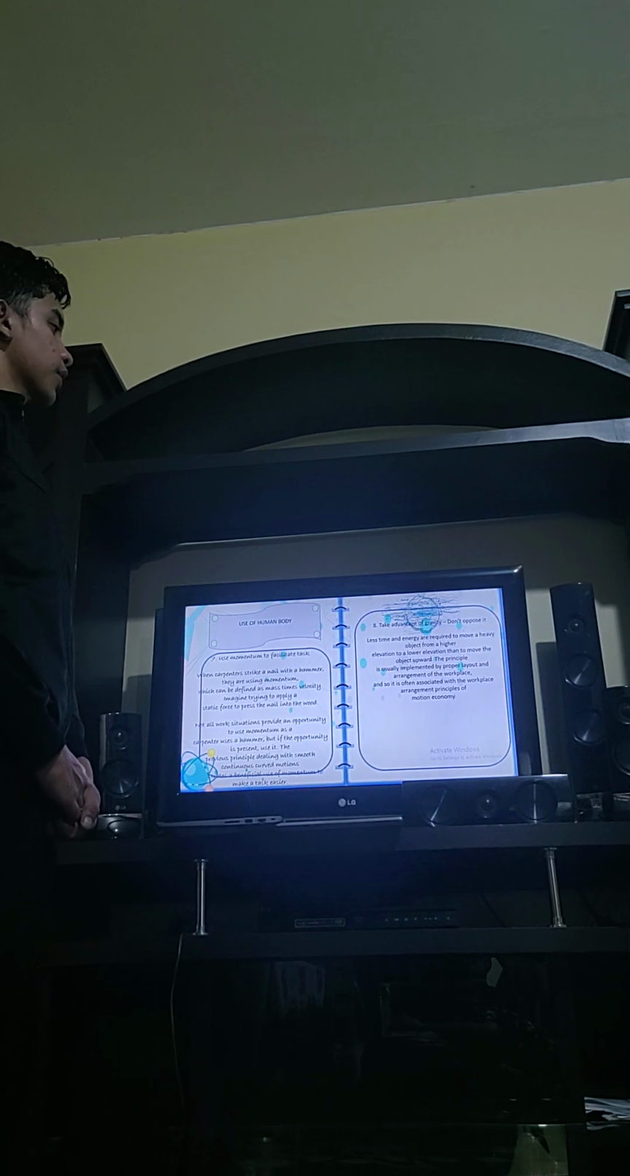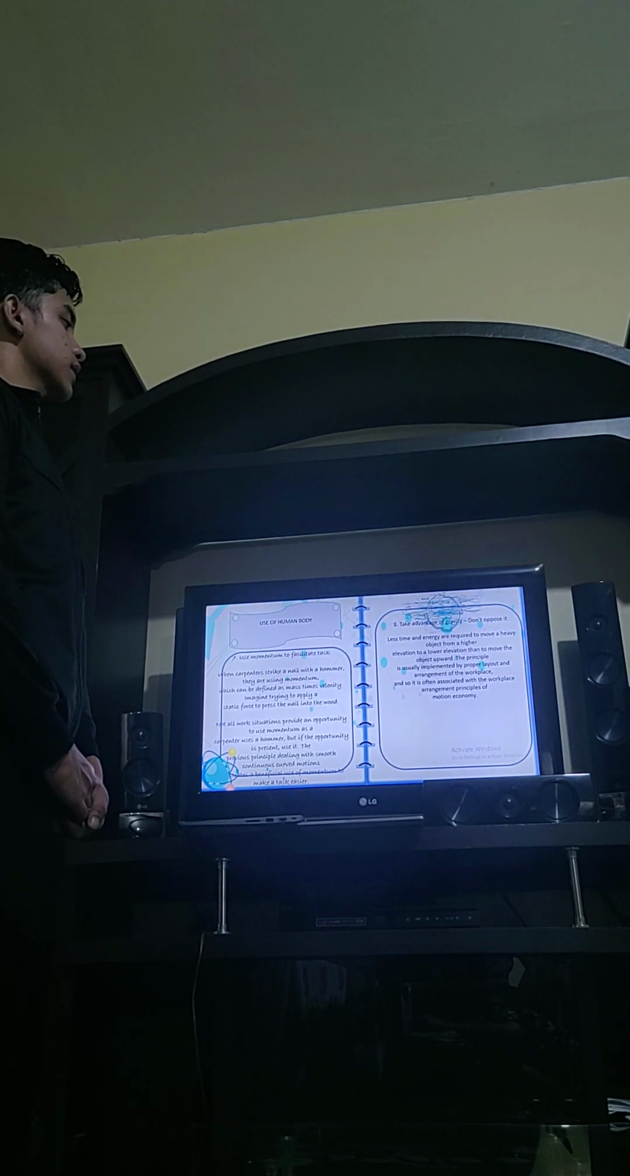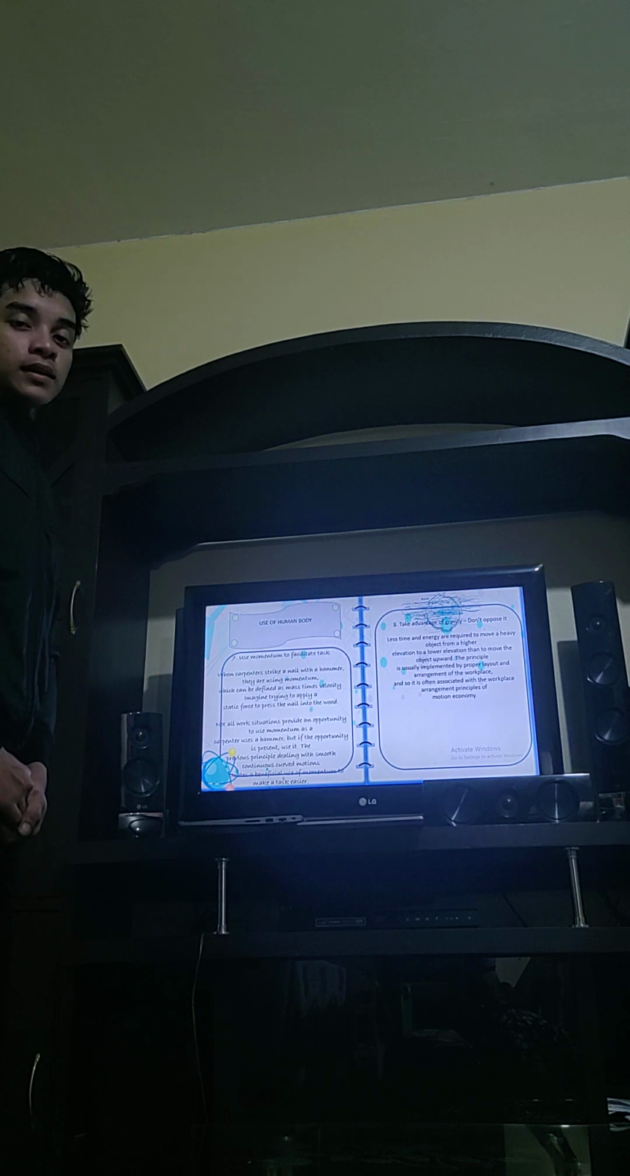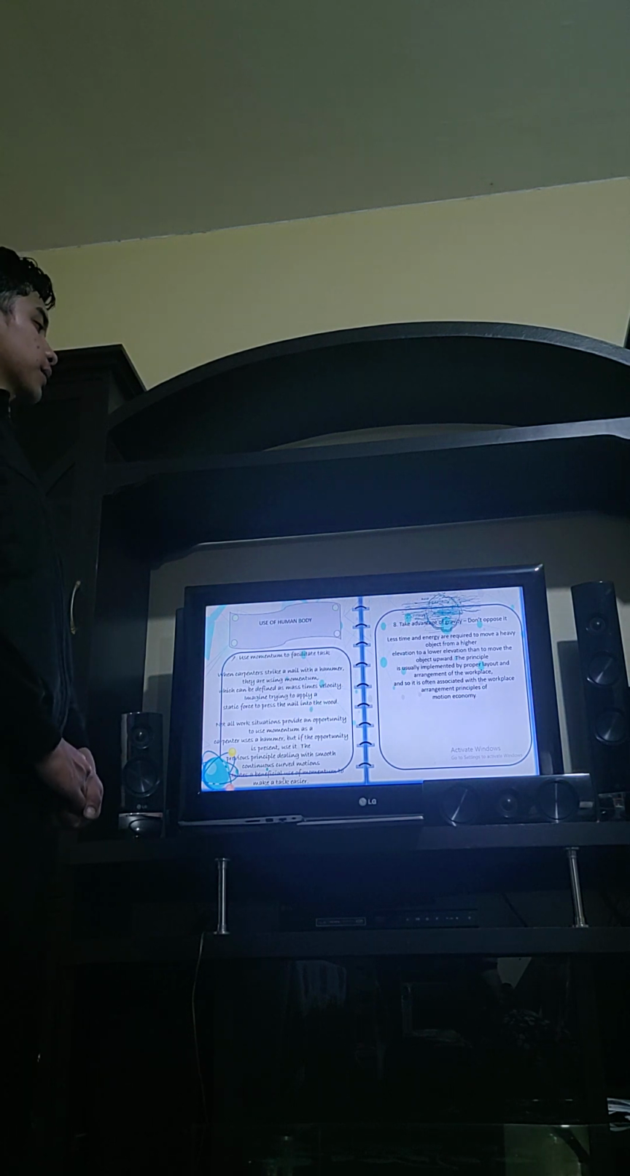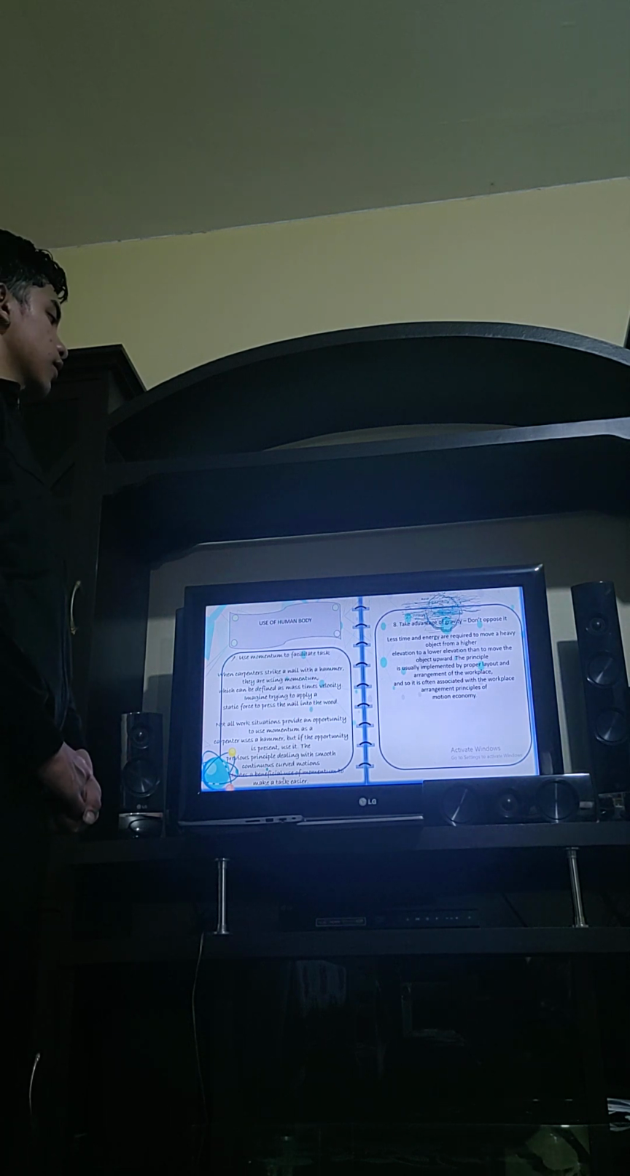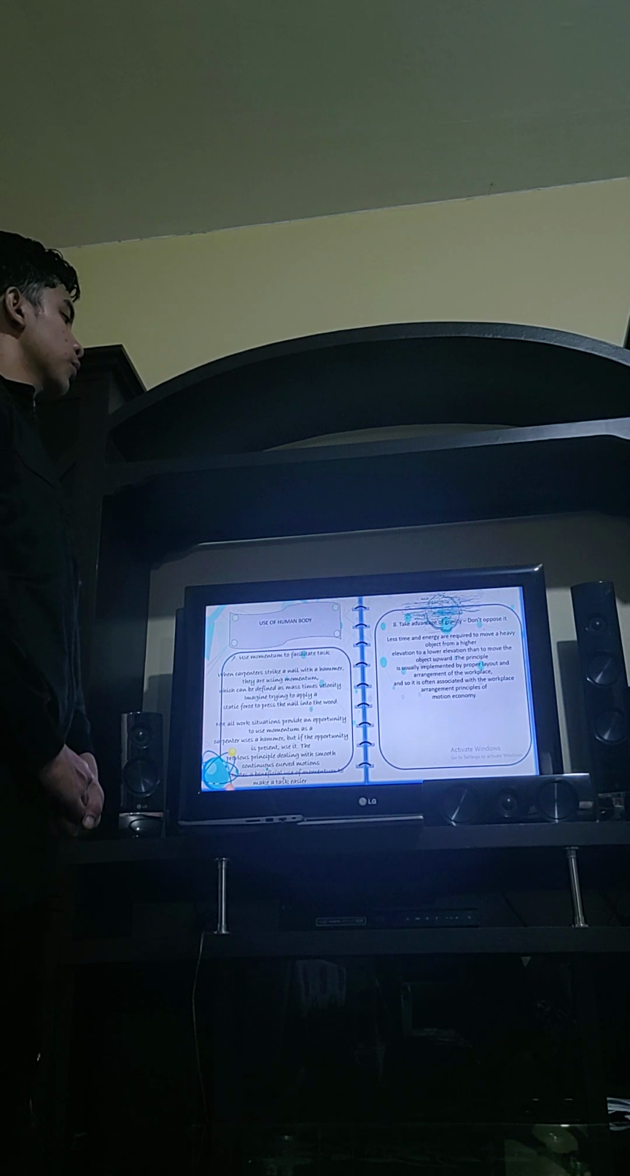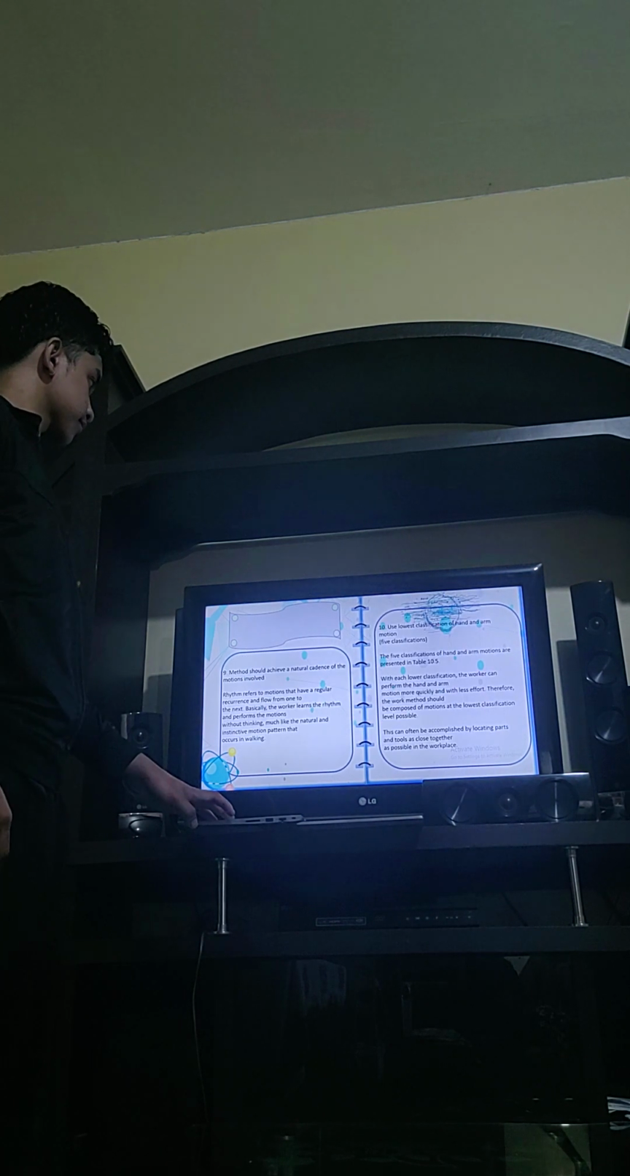Number 8. Take advantage of gravity. Don't oppose it. Less time and energy are required to move a heavy object from a higher elevation to a lower elevation than to move the object upward. The principle is usually implemented by proper layout and arrangement of the workplace, and so it is often associated with the workplace arrangement principles of motion economy.